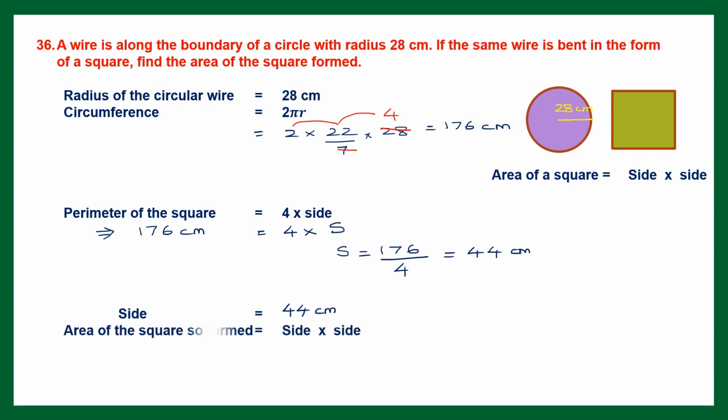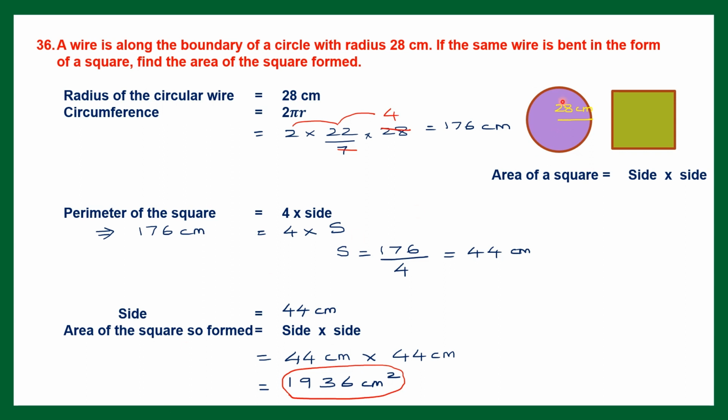Now we're going to find the area, which is side into side, 44 centimeters into 44 centimeters. So when you multiply these two, what do you get? 44 into 44, you get 1936 centimeters square. So do your multiplication carefully, and now we have found the area of the square.